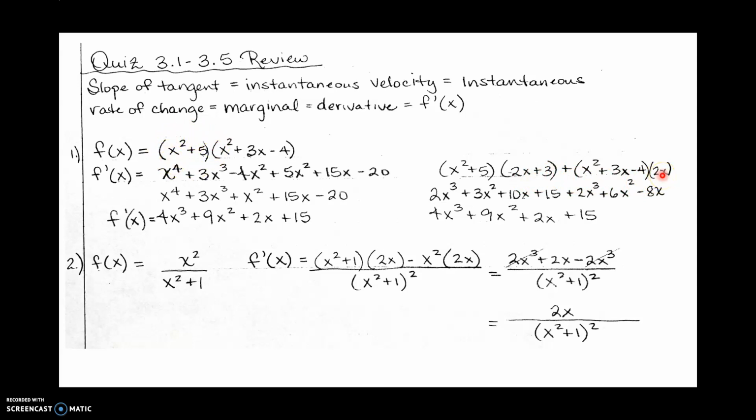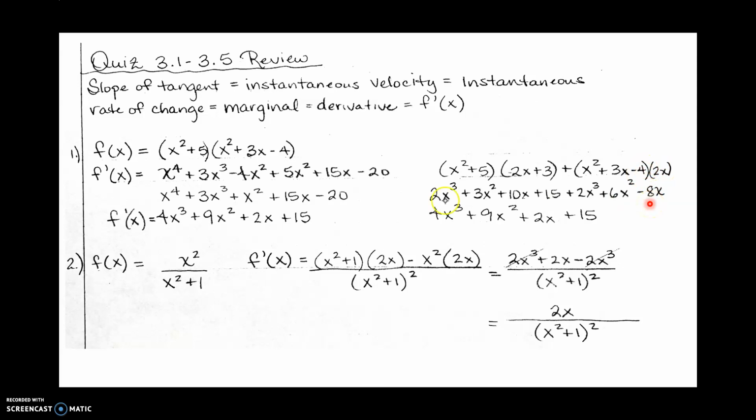All right. And now I'm going to need to FOIL here. So x squared times 2x is 2x cubed. x squared times 3 is 3x squared. 5 times 2x is 10x. 5 times 3 is 15. And then over here, distribute. 2x times x squared is 2x cubed. 2x times 3x is 6x squared. And 2x times negative 4 is negative 8x.